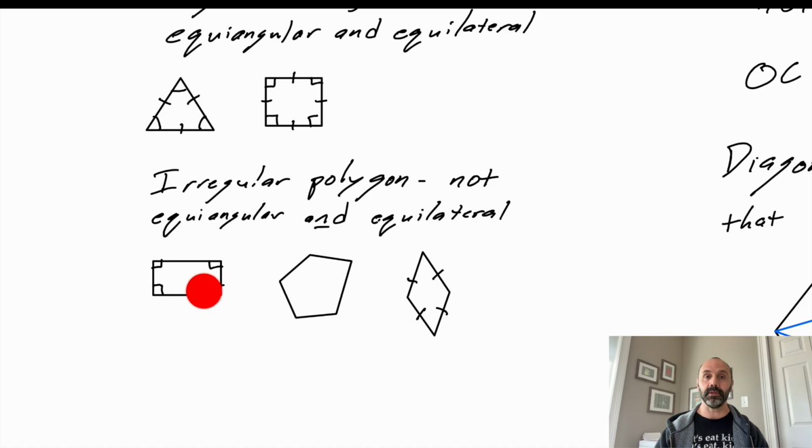Because it's not both equiangular and equilateral. This thing is neither equilateral nor equiangular. The one on the right is a rhombus. It's got all equal sides, but the angles are not congruent to each other. So that is an irregular polygon.